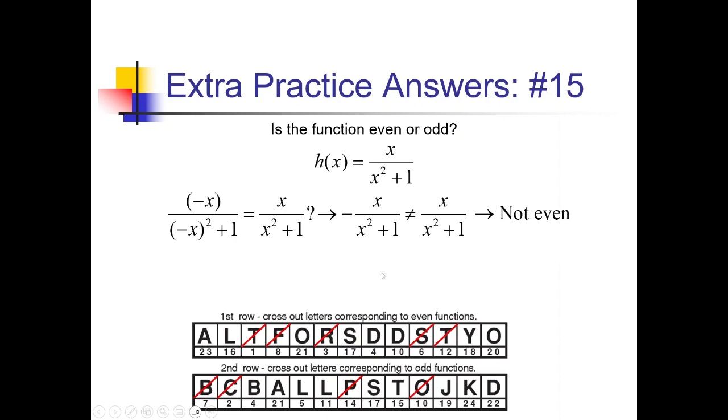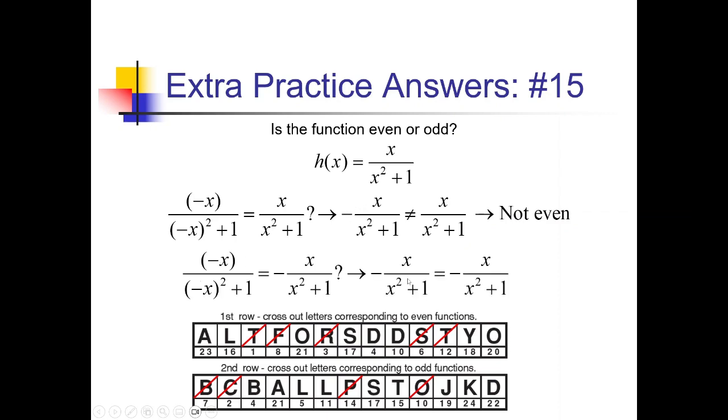Now how about, is it an odd function? If I plug all this stuff in, do I get negative of what I started with? And we actually did all this analysis up here already. We do get a negative version of this whole fraction when we resolve all these negative signs. So that means this is, in fact, an odd function, which means that bottom row, we're crossing off this t because it's above 15.